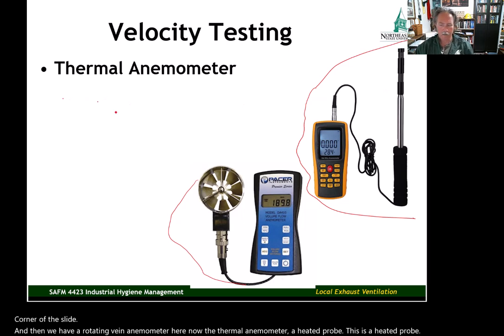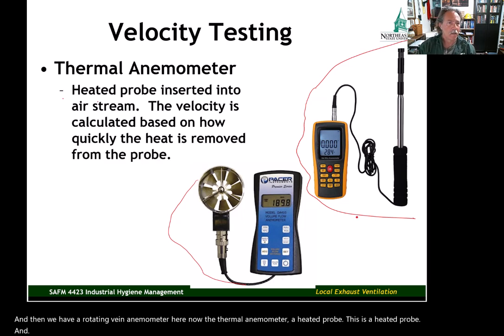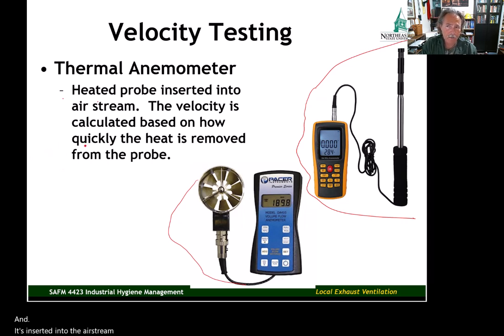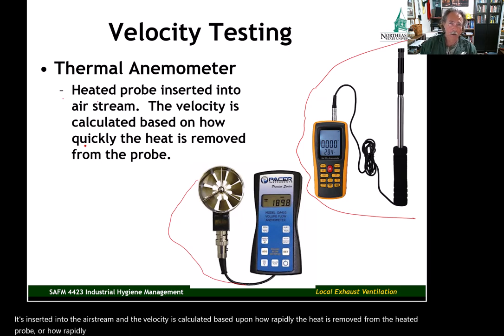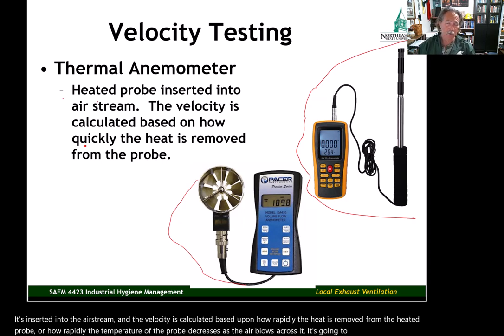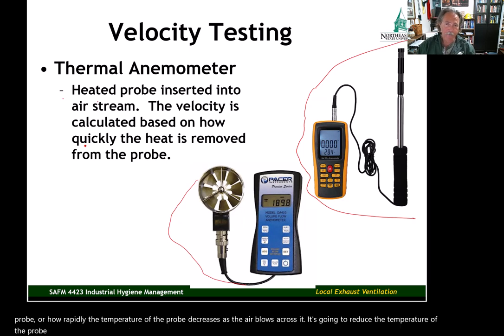It's inserted into the airstream, and the velocity is calculated based upon how rapidly the heat is removed from the heated probe, or how rapidly the temperature of the probe decreases. As the air blows across it, it's going to reduce the temperature of the probe. And that information is used to calculate the velocity of the air movement.